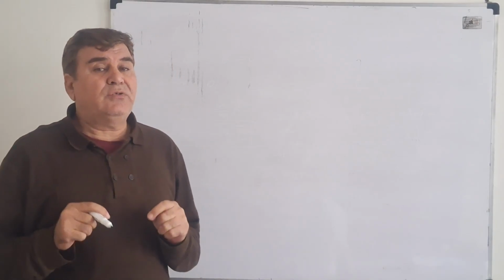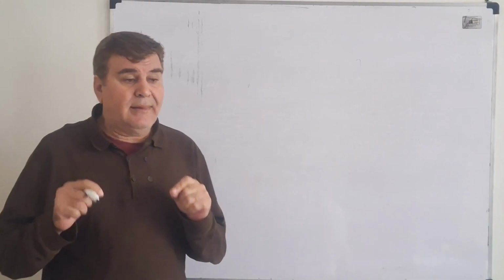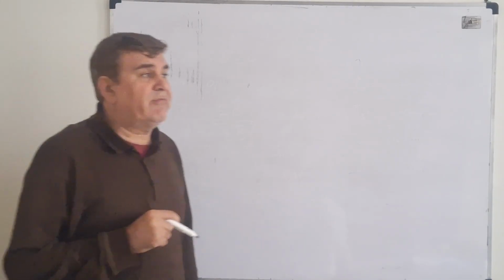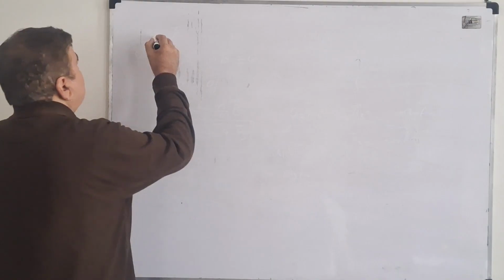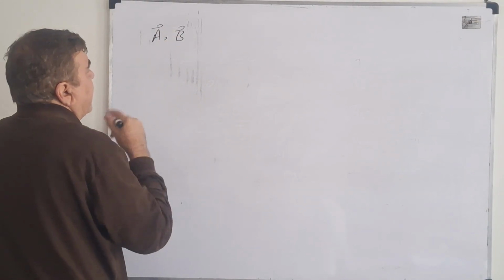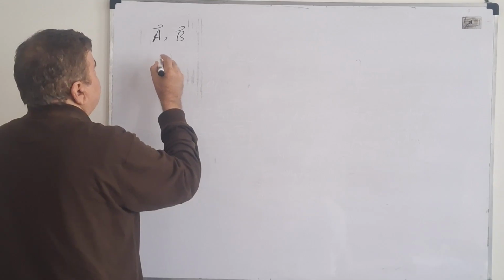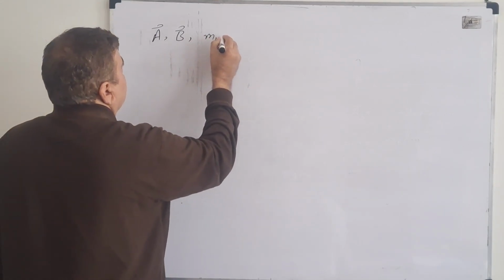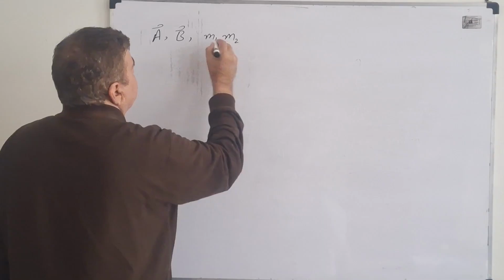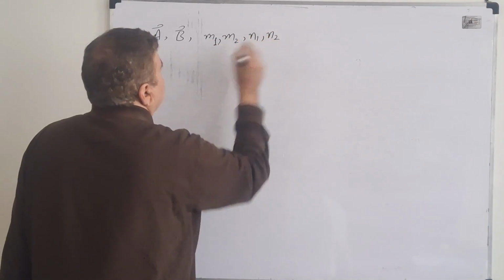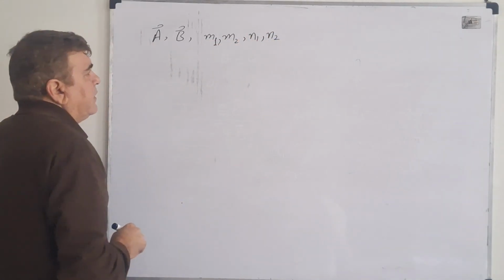In this video, I want to work out an exercise that will provide us insight about the properties of noncollinear vectors. So I consider two noncollinear vectors A and B, and I construct a linear equation in the form with m1, m2, n1, and n2 being four real numbers.